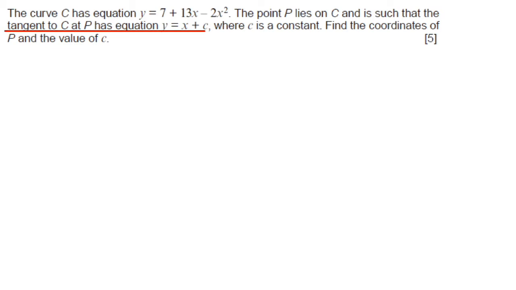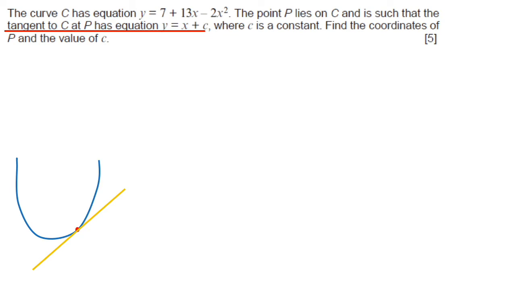So let's go back to the question. It did say the tangent to C at P has equation y equals x plus c. Now let's remind ourselves what we mean by tangent. If I just draw a sketch of any curve, and let's say this red dot here is P, then a tangent to the curve at P would be a straight line that touches the curve at that particular point. So a tangent is always a straight line.